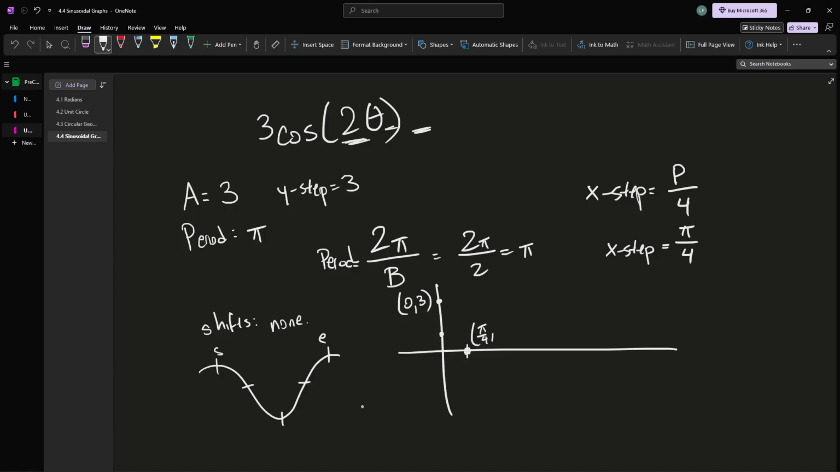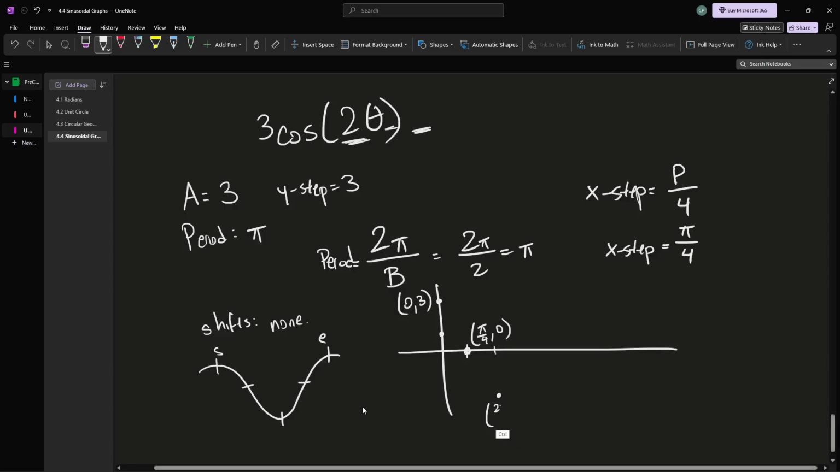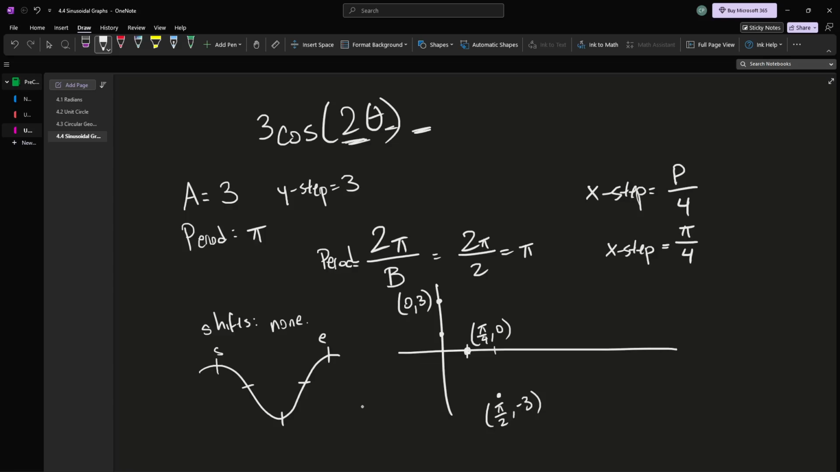Pi over 4, 0. Then I go forward another pi over 4, and I go down 3 to get 2 pi over 4, or just pi over 2. I go forward another pi over 4, and then I go up 3 this time to get 3 pi over 4, 0. And finally, I go forward one more pi over 4 and go up 3 to get (pi, 3). We draw a line, and here we are.